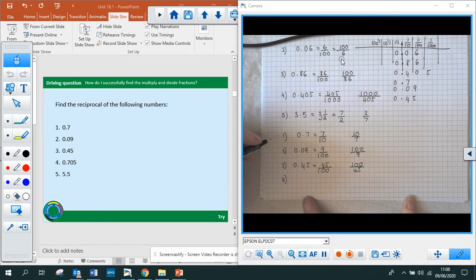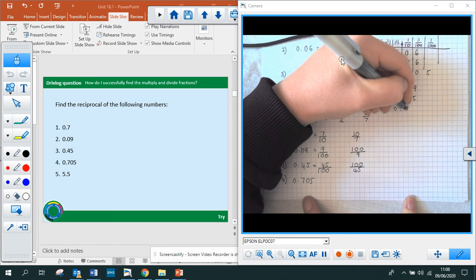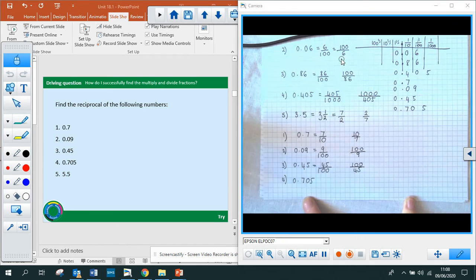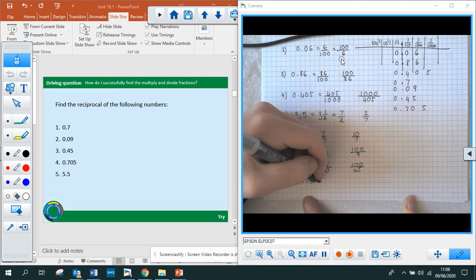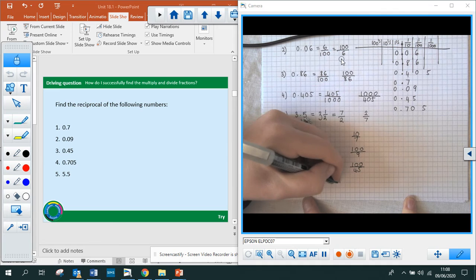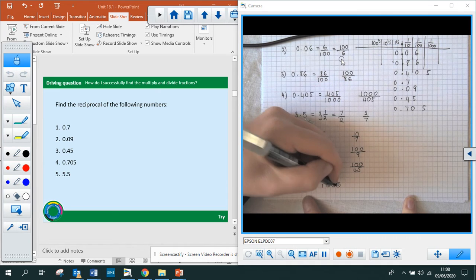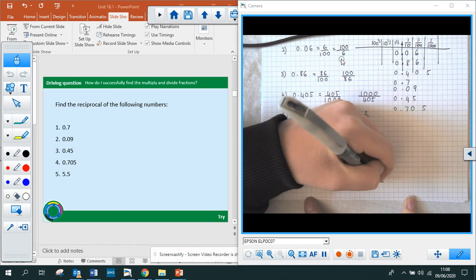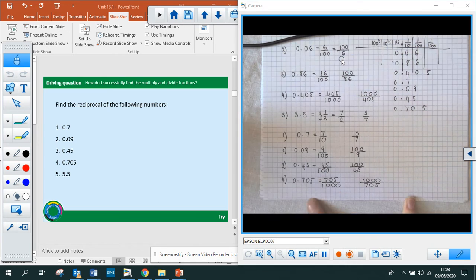Question 4, we've got 0.705. Put that into your place value column, 0.705. That ends in the thousandths column. I've got 705 thousandths, therefore. Okay, find the reciprocal, flip it, 1,000 over 705. You can simplify it, but again, you don't need to for this question.